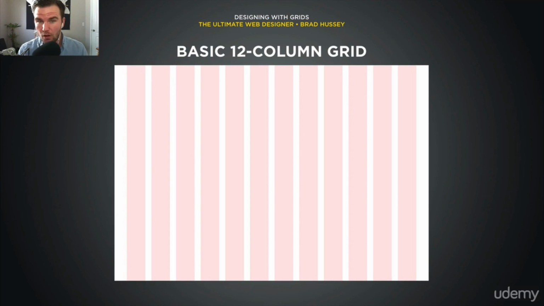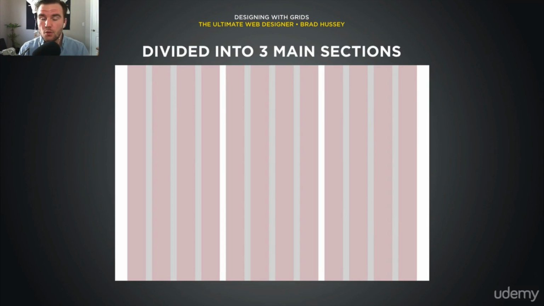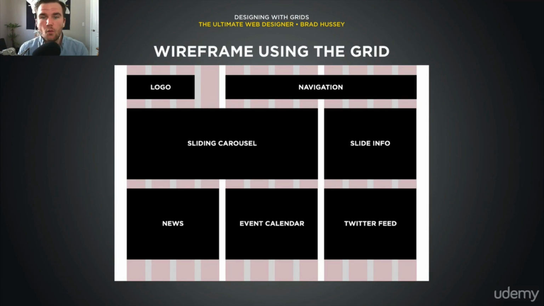So here's a basic 12-column grid that we use on the web. That 12-column grid divided into 3 main sections, and then a wireframe using that grid. So you can see logo, navigation, carousel with the slide info, news, event calendar, and Twitter feed, all utilizing this grid. You can start to see now how the grid is very common on the web.